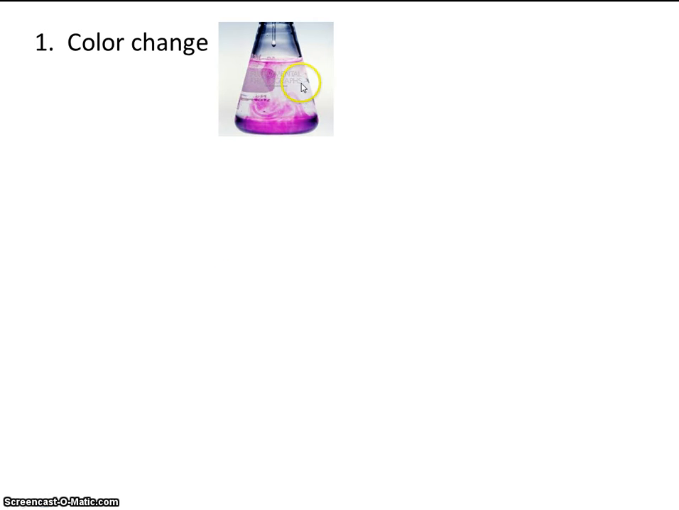So you can see that this solution here was colorless, and a colorless liquid was dropped into the solution, and when the 2 colorless liquids met, they formed this magenta color.